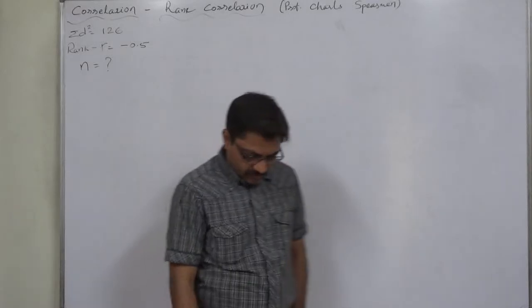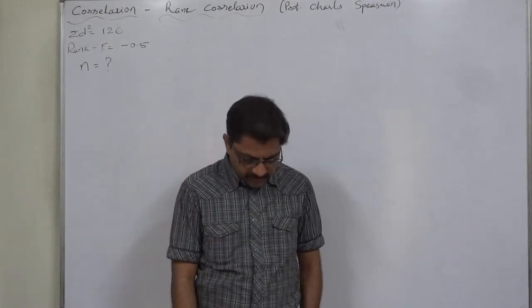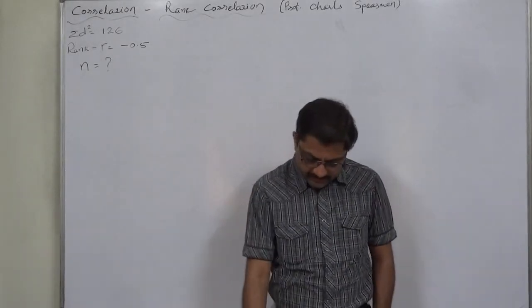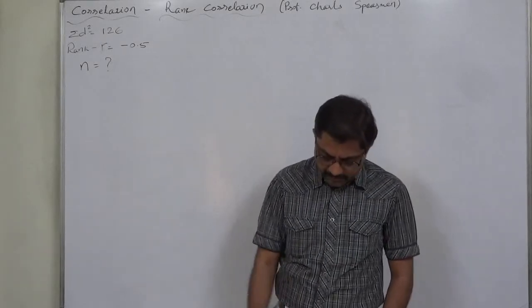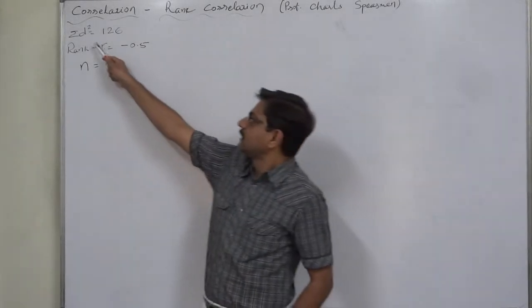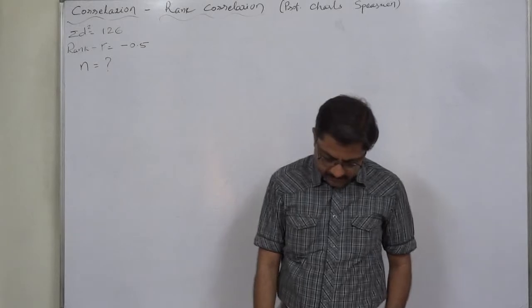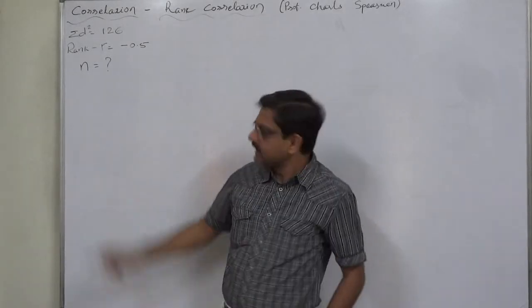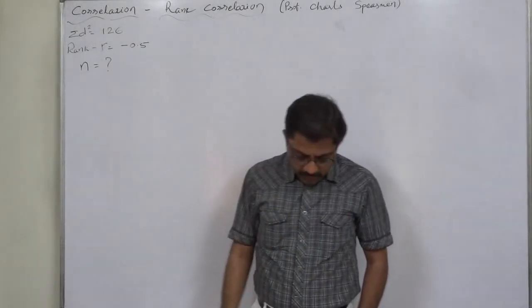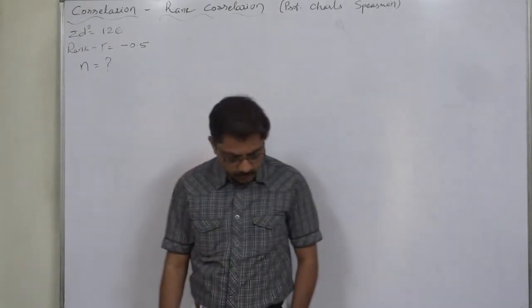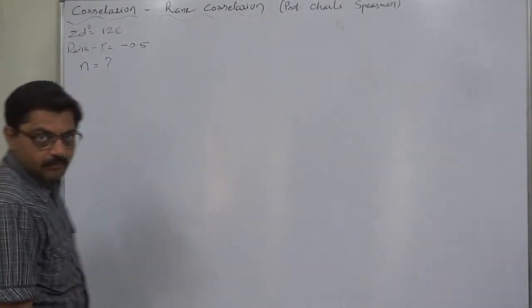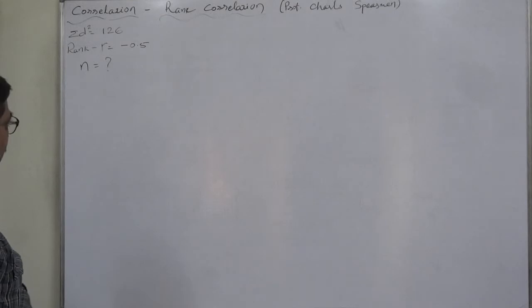The problem is: the sum of squares of differences in the ranks of two variables x and y is 126. The sum of squares of differences, that is sigma d square, in ranks of two variables x and y is 126. The coefficient of rank correlation is minus 0.5, that is negative, minus 0.5. Find out n, that is number of observations or number of pairs.